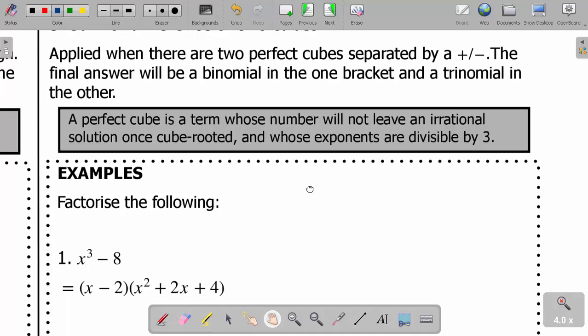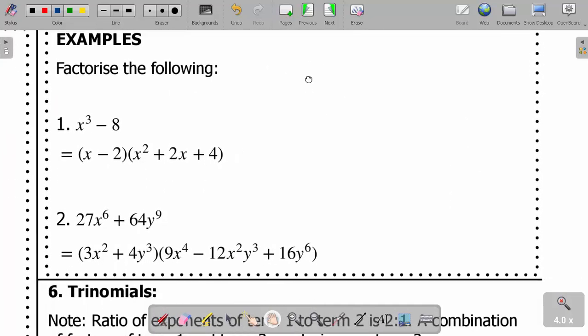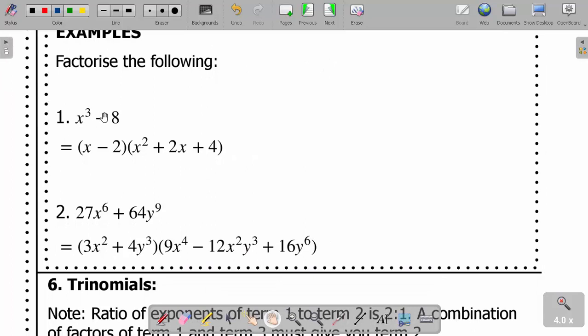Example, factorize the following. X cubed minus 8. Now 8 is the same as 2 cubed. So here we are factorizing a difference of 2 cubes, because this is x cubed minus 8. We're saying 8 is the same as what? 8 is the same as 2 cubed. So I have x cubed, okay? And then minus what? Minus 2 cubed, because 2 cubed is 8.